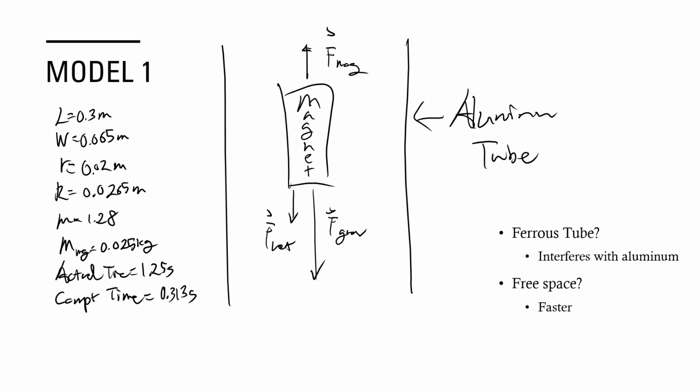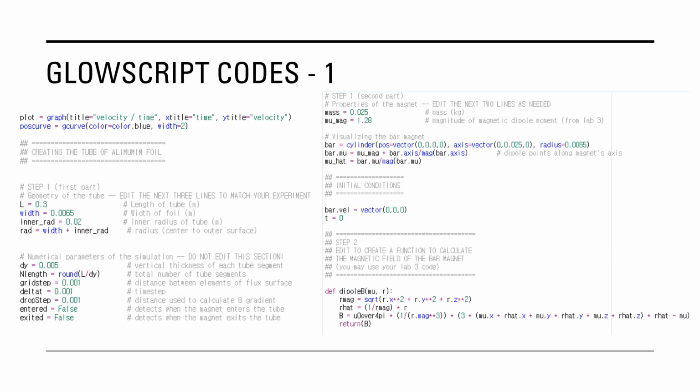For the questions, a ferrous tube will interfere with the aluminum foil, which would make it difficult to interpret the results, and if the bar magnet moves in free space, it will just drop faster.